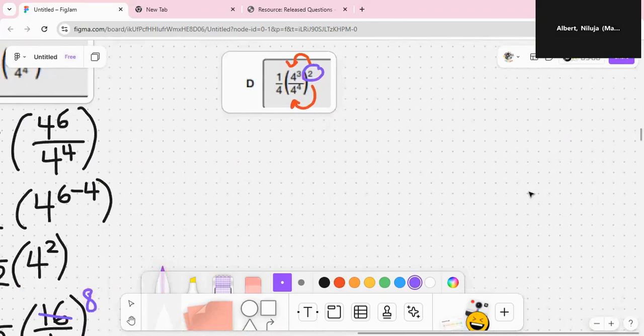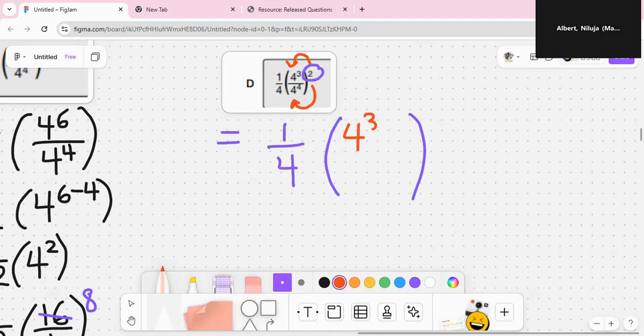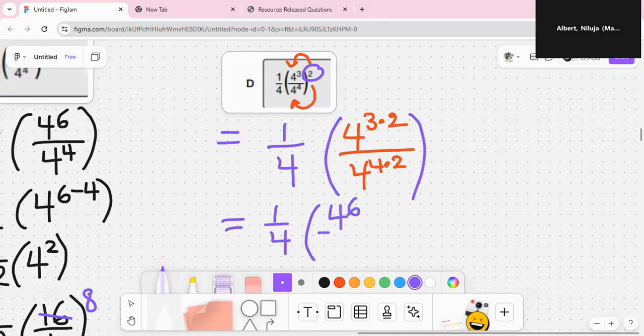Question D, the power is on the outside of the bracket, so I actually have to apply my power of a power rule to both the numerator and the denominator. So that means keeping the base the same and multiplying 4 to the power of 3 times the power of 2, and the same thing in the denominator, multiplying the power of 4 times 2. So that gives me 1 over 4 times 4 to the power of 6 over 4 to the power of 8.